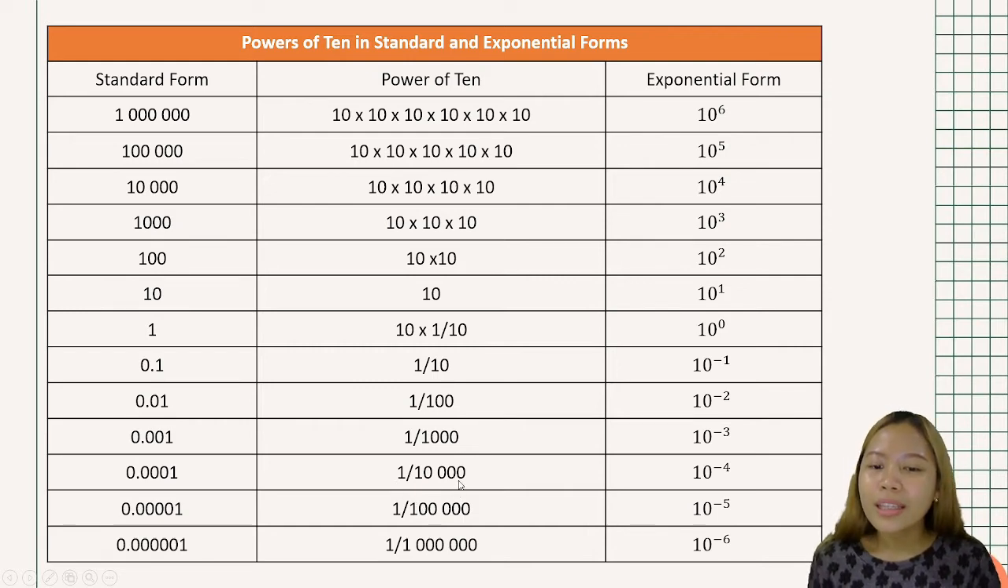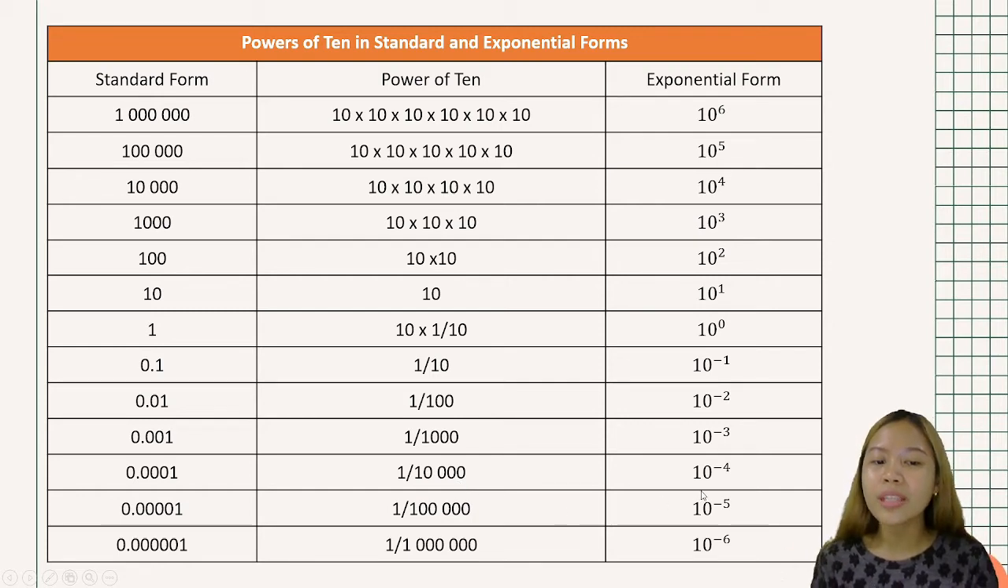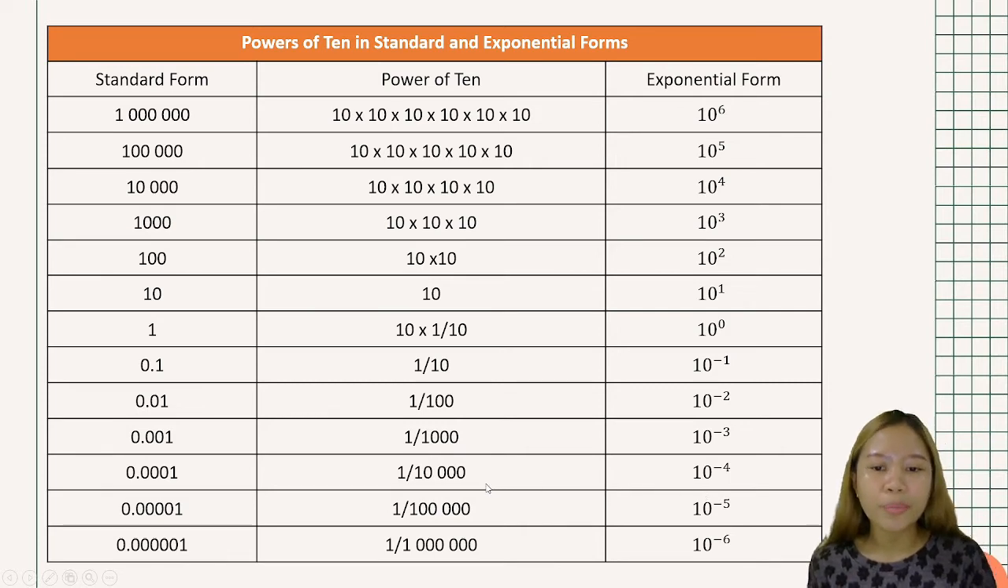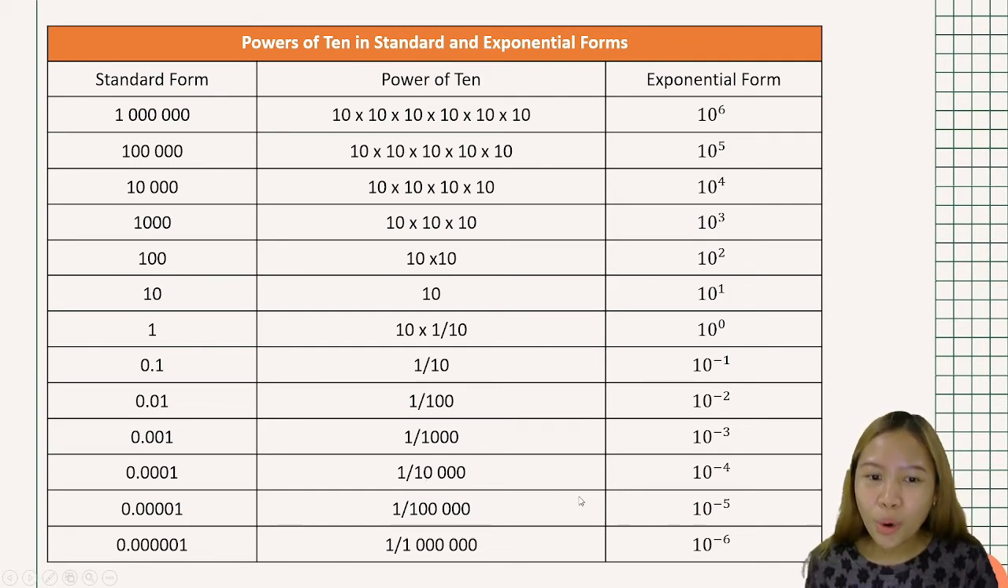Okay, now, let us go to the exponential form in small values. So we have here 10 to the negative 4. Now, if you take a look at the denominator of the power of ten here, we have 1 divided by 10,000. So how many zeros does 10,000 have? It has 4 zeros. So the exponent here is the number of zeros in the power of 10 that you divide 1 by. So if it is negative 6, we have 6 here. So that is how many zeros should be in the denominator.